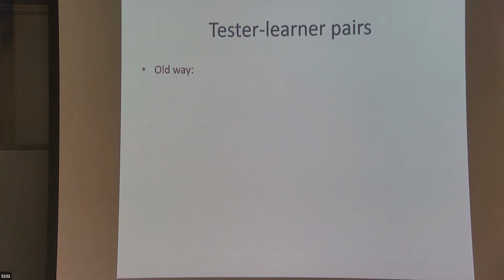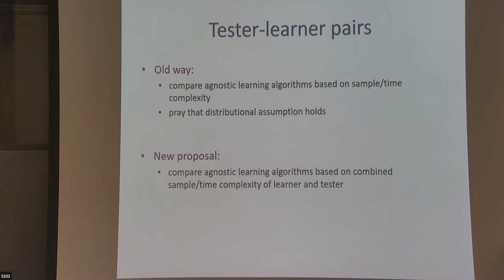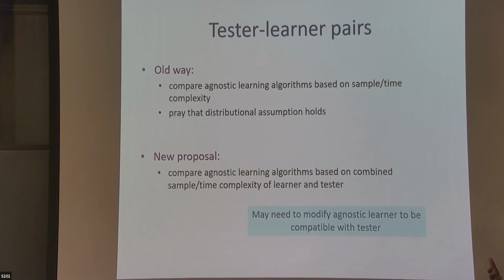But just the proposal: the old way of doing tester-learner pairs, which still works, is to compare agnostic learning algorithms based on their sample and time complexity, and pray that your distributional assumption holds. And the new proposal would be to compare agnostic learning algorithms based on the combined sample and time complexity of the learner and tester. And you may need to modify your agnostic learning algorithms to be compatible with the tester.